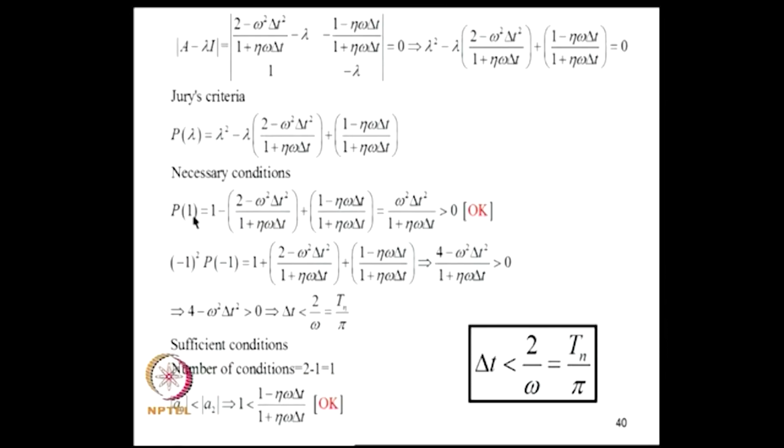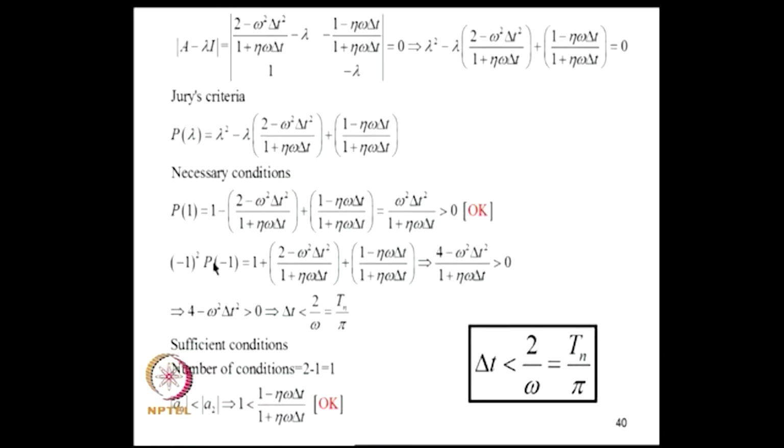The necessary condition is that P of 1 must be greater than 0. That leads to the requirement that omega square delta t square divided by 1 plus eta omega delta t must be greater than 0. The numerator is positive, eta is positive, omega is positive, therefore, this requirement is met.